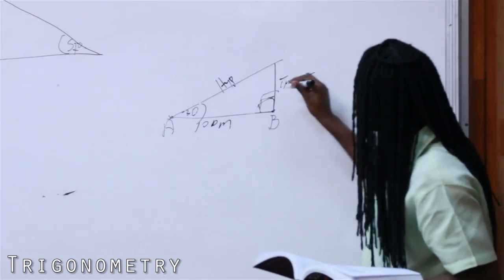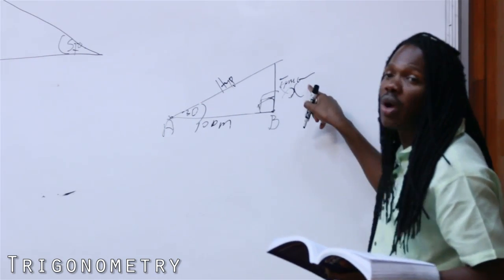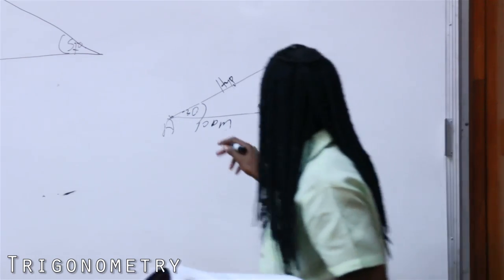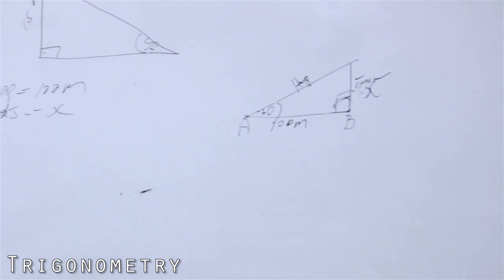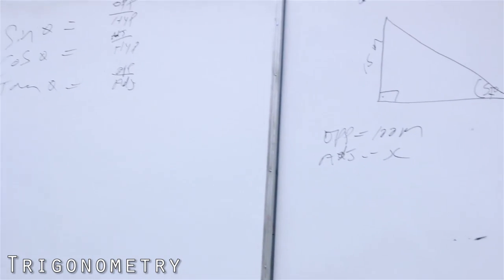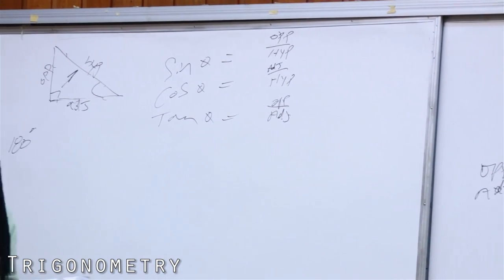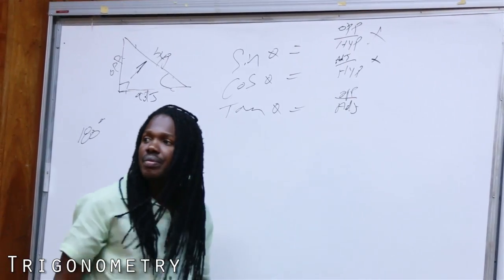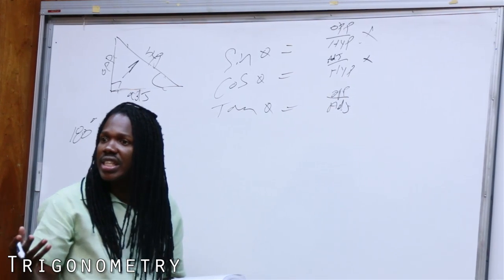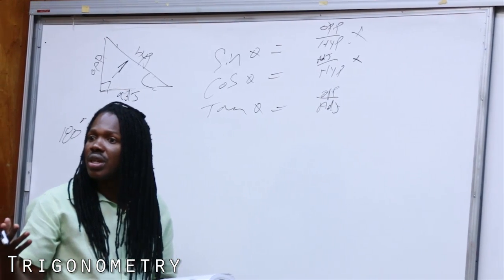So when we look, this is x, because this is what we want to find. Therefore, we have the opposite equal 100 meters, and we want adjacent, ADJ, equal x. Then which of these are we going to use? Tan, because we don't have the hypotenuse. Being that we don't want the hypotenuse, then this is out and that is out. You see the logic?